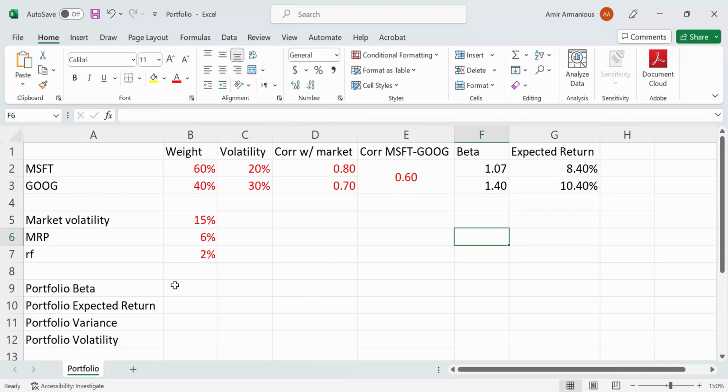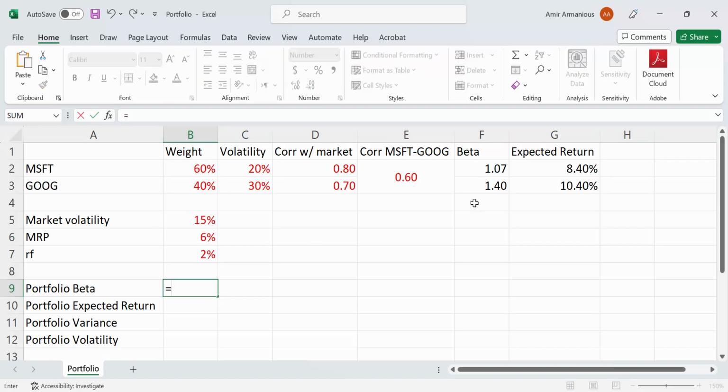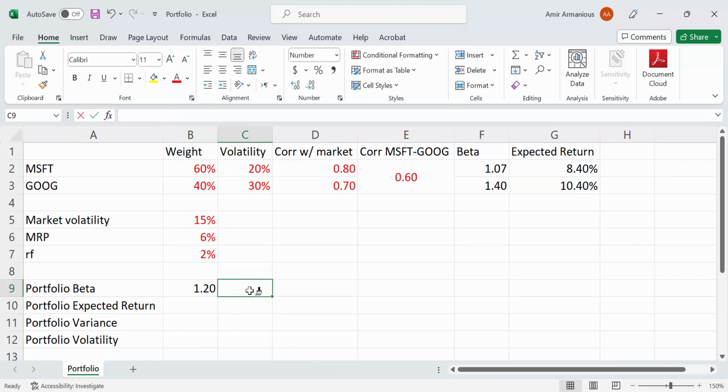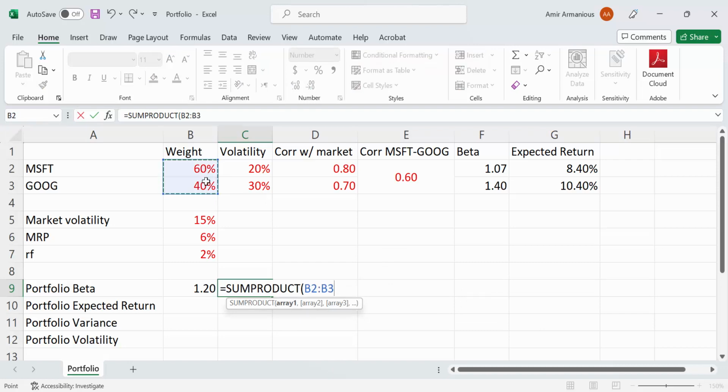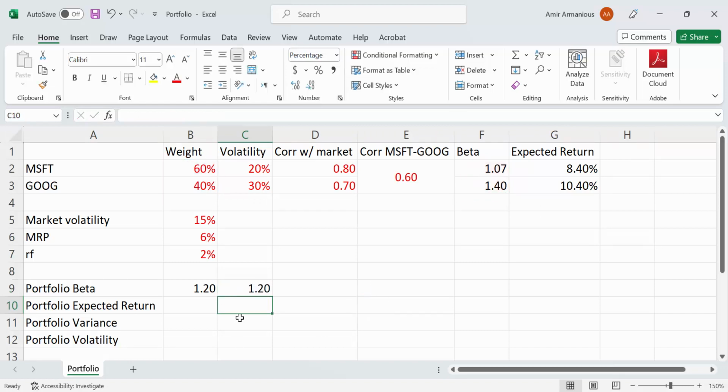Then we would like to estimate our portfolio beta. How are we going to get the portfolio beta? We have one easy formula: get the weight of Microsoft multiplied by its beta plus the weight of Google multiplied by its beta. So you can say equal the weight times beta plus the weight of the second company times its beta. Or I can copy the same formatting here. Or we have a built-in function called SUMPRODUCT. So in SUMPRODUCT, I will choose the weights, comma, I choose the betas. It will give us exactly the same thing.